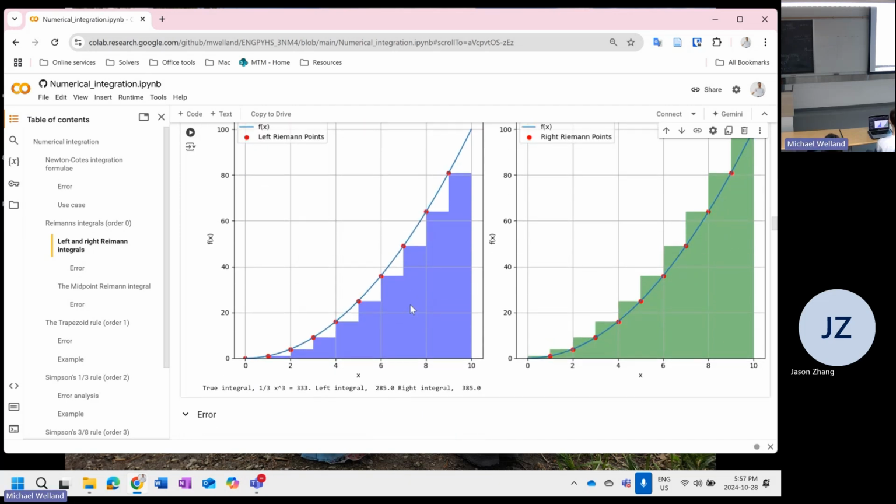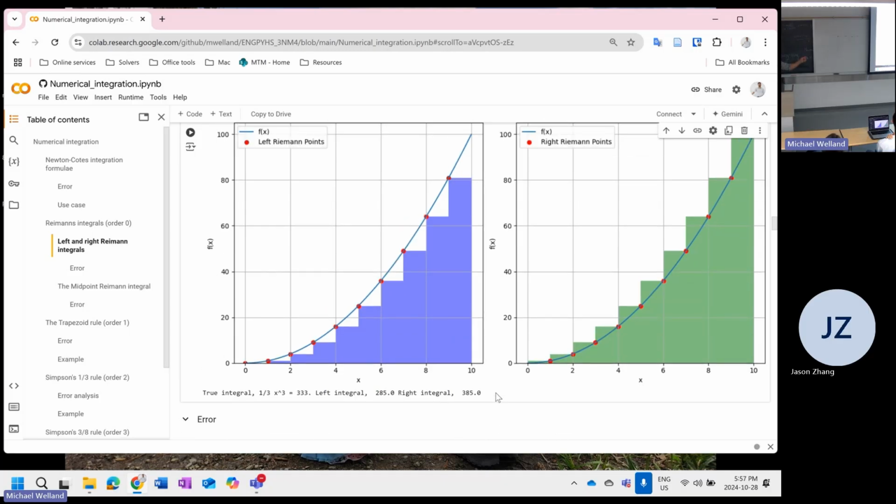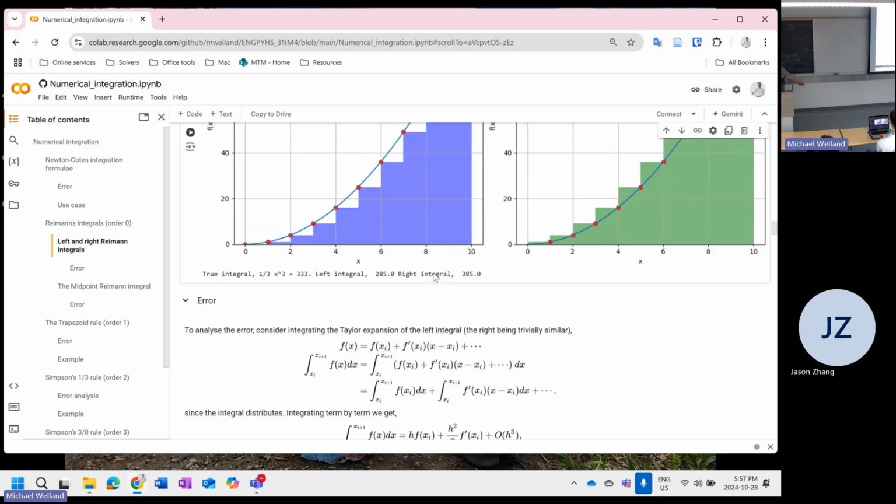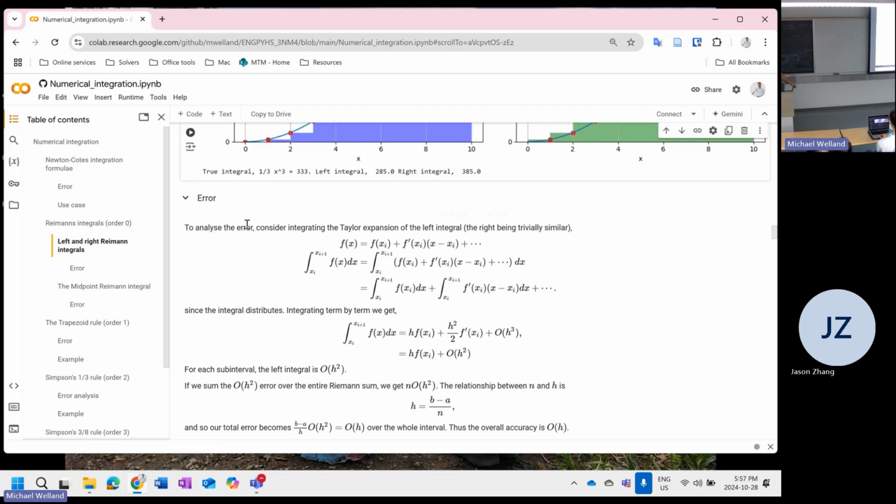You could imagine, here's the true function, 3.3333. Left integral gives 2.85, right integral gives 3.85. The problem with this is that if you have a convex or a concave function, you're going to get different results. Your one is going to be better than the other, just depending on which way the curvature is and which side you sample more. So it's not so useful.